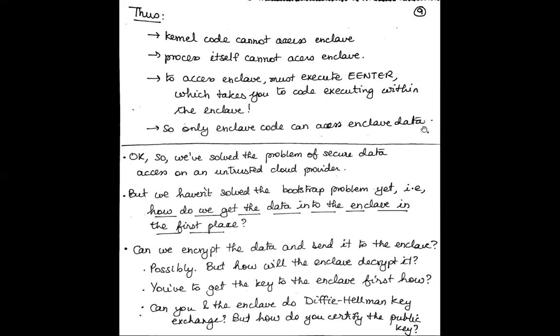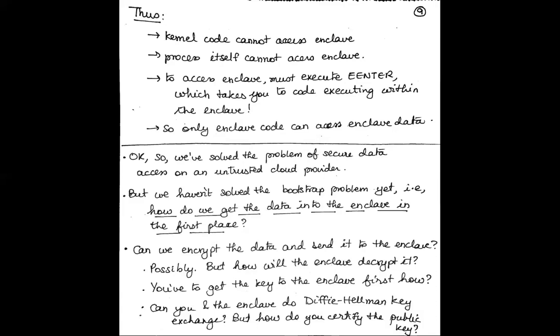All right. So if you have followed the discussion so far, we have actually entirely solved the problem of secure data access on an untrusted cloud provider using SGX. But all of this assumed, of course, that your data is already loaded into the enclave and your code is already sitting inside the enclave. I haven't yet told you how to bootstrap the whole setup. That is, how do you get your data into the enclave in the first place? So, in other words, provisioning. That's what we are going to be looking at now.